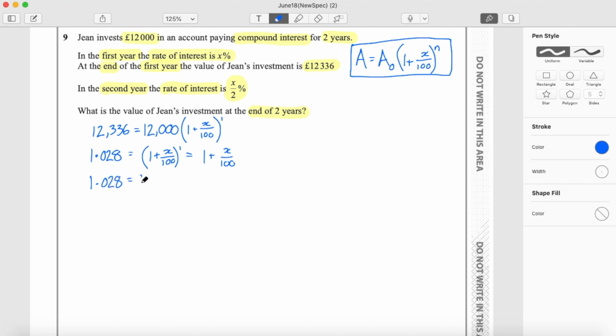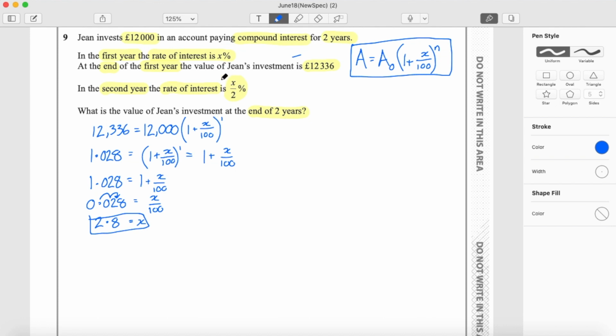So we have 1.028 equals 1 plus X over 100. So we could take 1 away from each side, which will leave us with 0.028 equals X over 100. And if we multiply by 100 both sides, we'll move this decimal place once, twice, once to the right, twice to the right. So we'll have 2.8 equals X. So there's our first year rate of interest. X equals 2.8.